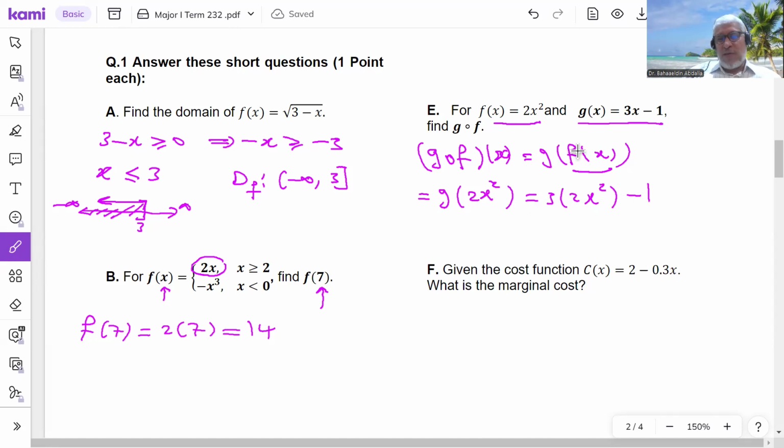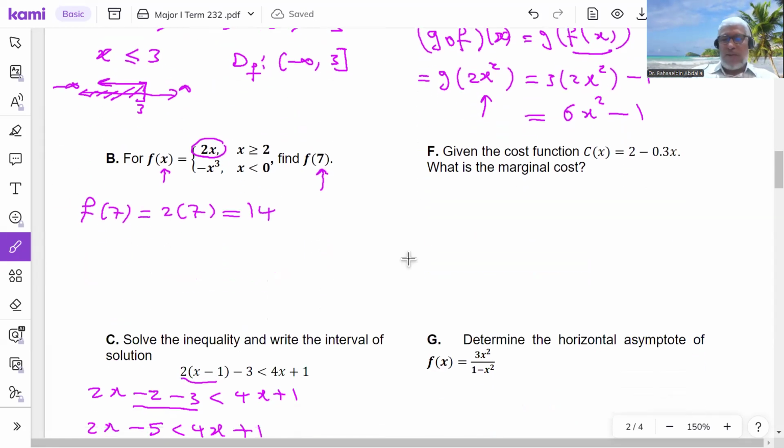So the idea is that you replace x by 2x squared. Whatever is written here, you replace this x by it. So here you replace x by 2x squared. So g of 2x squared would be 3 times 2x squared minus 1. You can simplify this. If you multiply 3 times 2, that's 6x squared minus 1. So that's the answer.